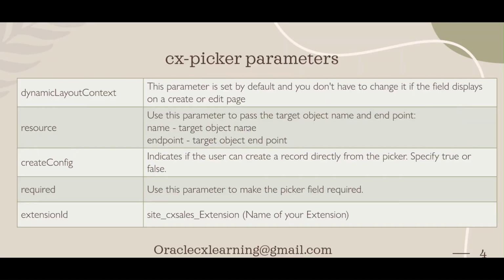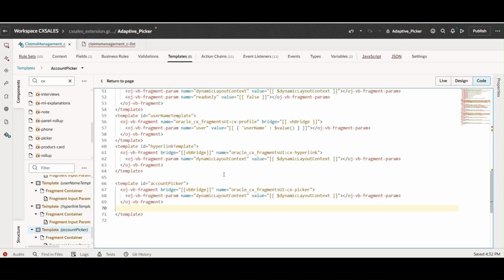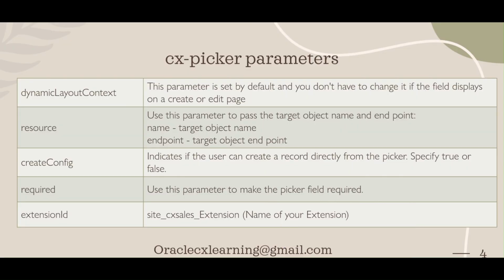So now if you see, the first thing you can see is that CX picker is the fragment that we have used. Second is a dynamic layout context, so you don't have to do anything, it is by default. Next we have resource, where you specify which object you want to get the data from. That detail you have to give in the resource. So let me paste the details.